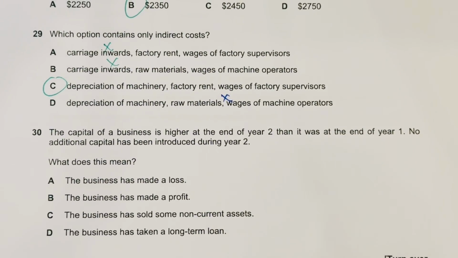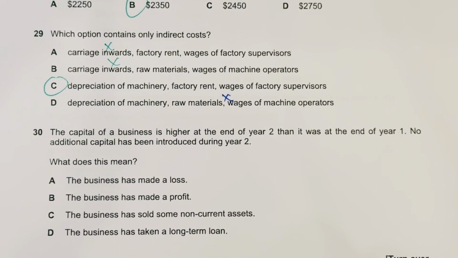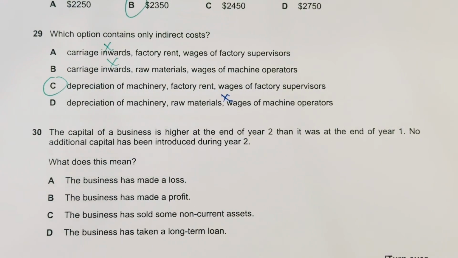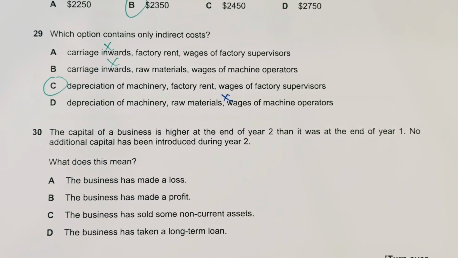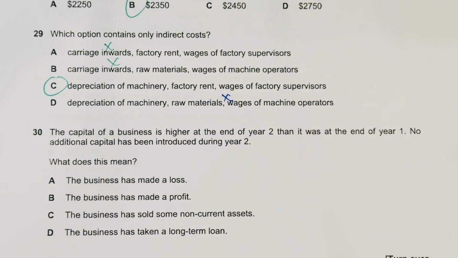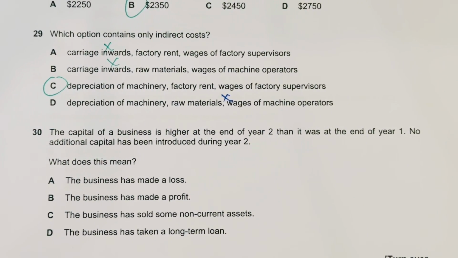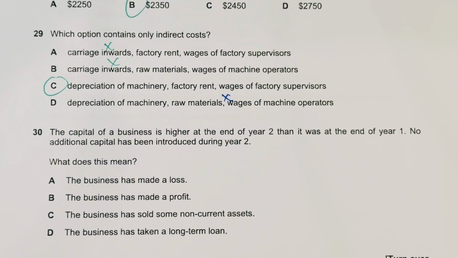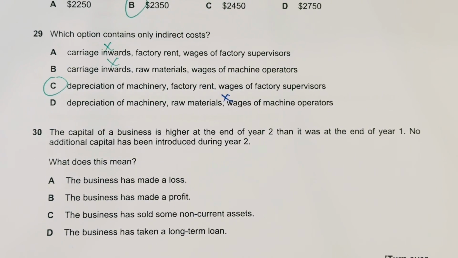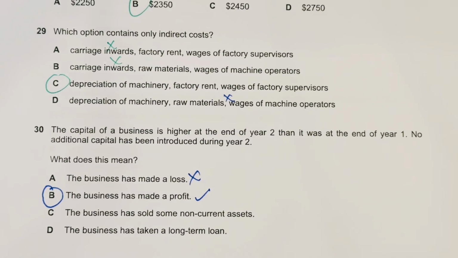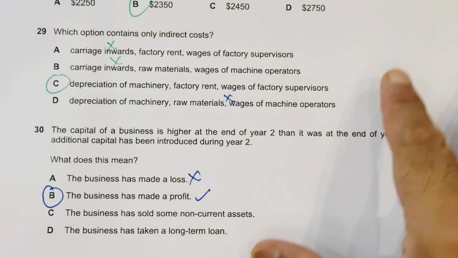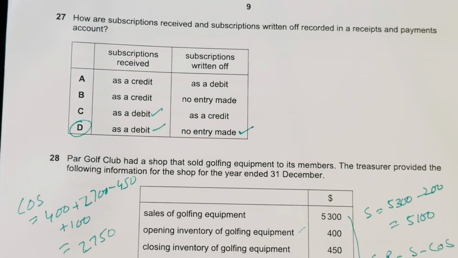The capital of a business is higher at the end of year 2 than it was at the end of year 1. No additional capital has been introduced. It means that the company has earned some profit, that's why its capital in the following year has increased. So did the business make a loss? No. Did the business make a profit? Yes. Option number B is the clear choice here. Now we will move to question number 31.